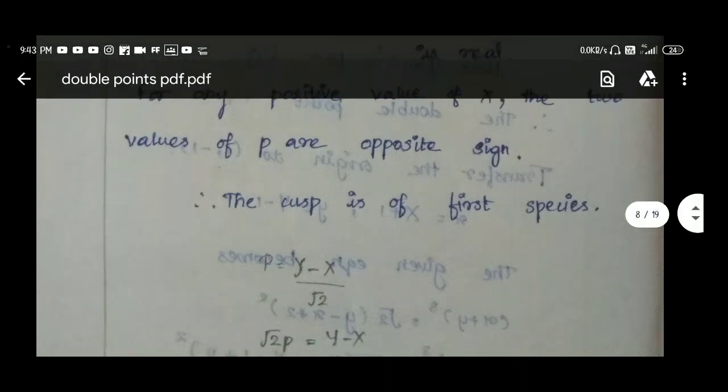The remaining problems you can see yourselves. Next we want to take tracing of curves. Write the notes of tracing of curves.